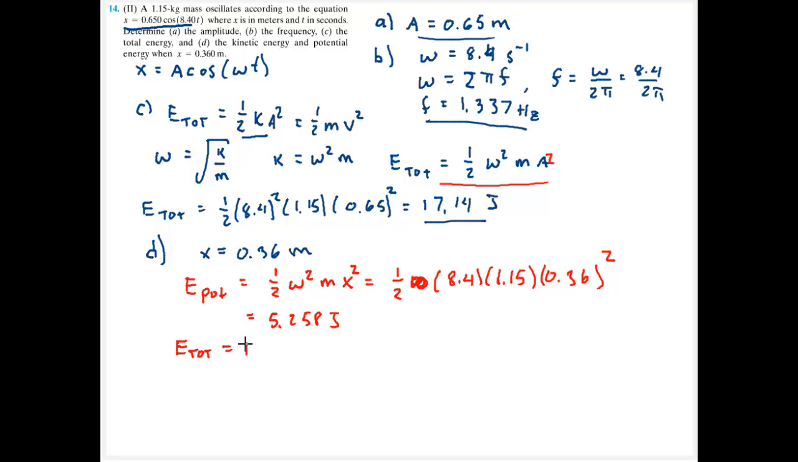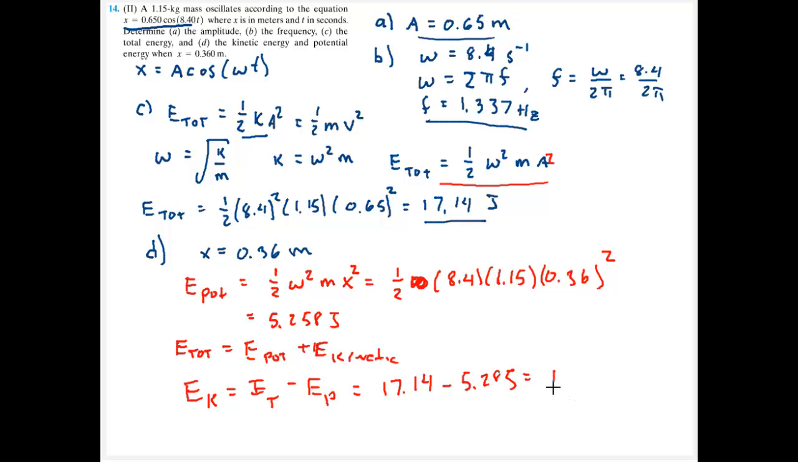the total energy. So the total energy is going to be potential energy plus kinetic energy. Therefore, my kinetic energy is going to be equal to my total energy minus my potential energy. So 17.14 joules, subtract off 5.285 joules, and I'm going to come out with 11.88 joules as my kinetic energy.